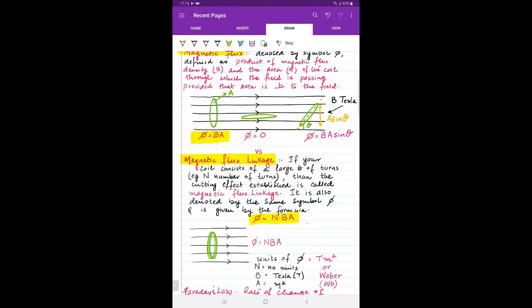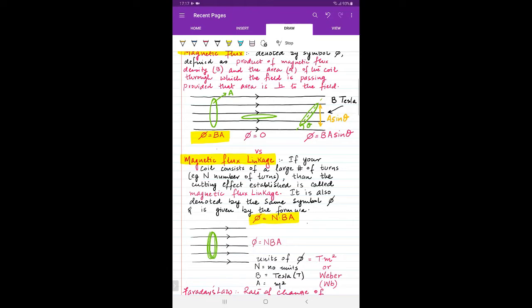So basically, if you want to distinguish them, I think learn it this way: magnetic flux density is just another name for magnetic field strength. Second statement: the cutting effect established for a single turn of wire is known as magnetic flux. And the cutting effect established for a large number of turns of wire is called magnetic flux linkage.